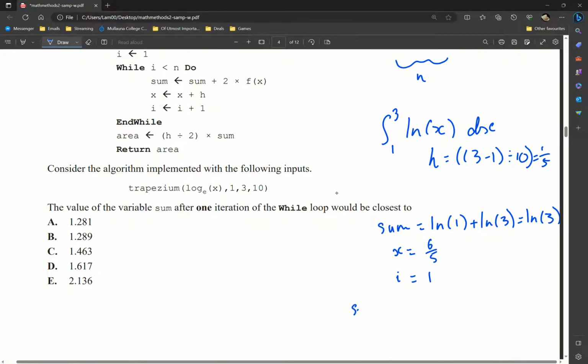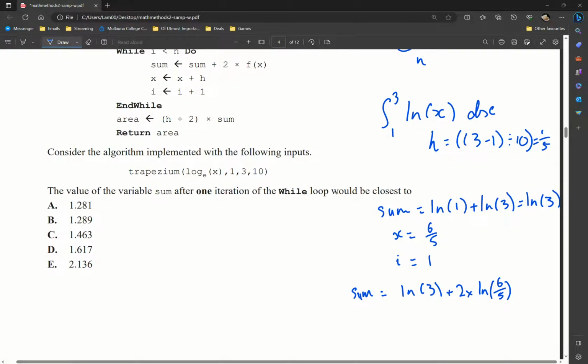So the sum after one iteration would equal the original sum, which we said was ln 3, plus 2 times f of x, which is ln of x, remembering x is 6 over 5, as we've defined. When you put that in the calculator, it gives an answer of approximately 1.4633. Therefore, the answer would be C. So really, we're looking from top to bottom. What are our inputs? What are our definitions? How do we redefine them? So as in when we substitute those values in, and then do our first iteration.